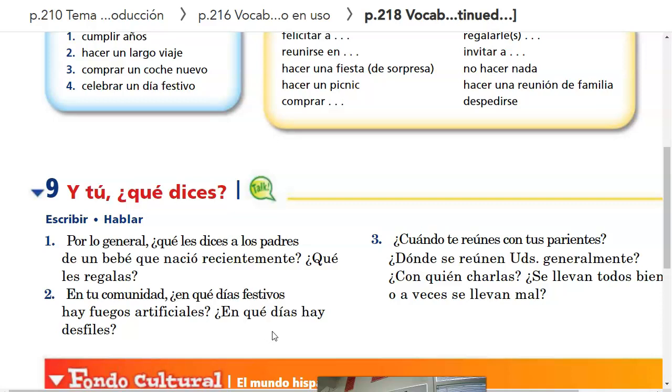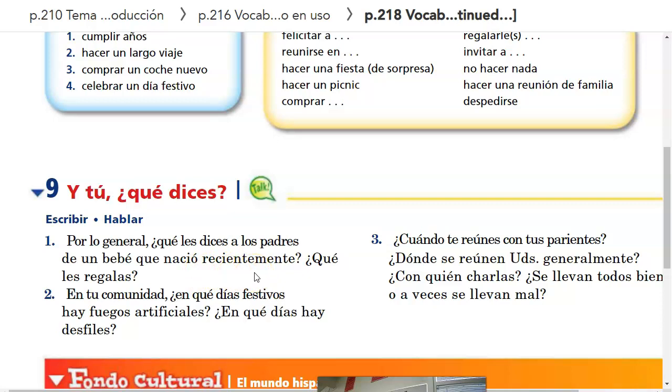Okay, so número 1. Por lo general, ¿qué les dices a los padres de un bebé que nació recientemente? What do you say to the parents of a baby that was recently born? How do you congratulate the parents of a newborn child?